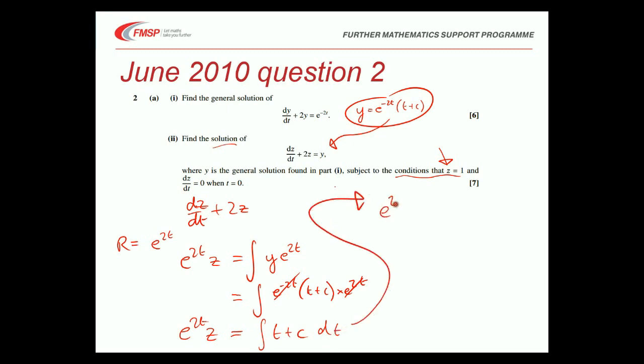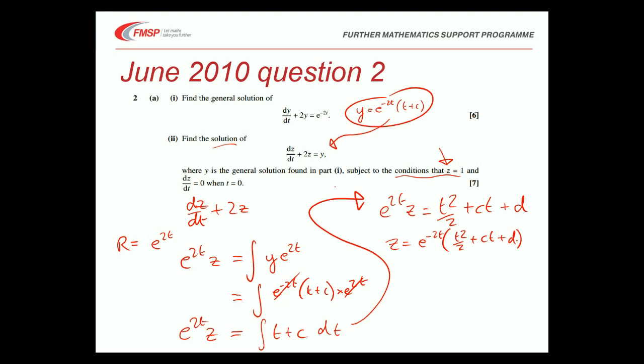Finally, e to the 2t z is the same as t squared over 2 plus ct plus, I'm going to use a new constant of integration, I'm going to use d. And let's tidy this up to get z equals. So z equals e to the minus 2t, I'm going to put it in brackets, t squared over 2 plus ct plus d. And that's as far as we can go without using the conditions.